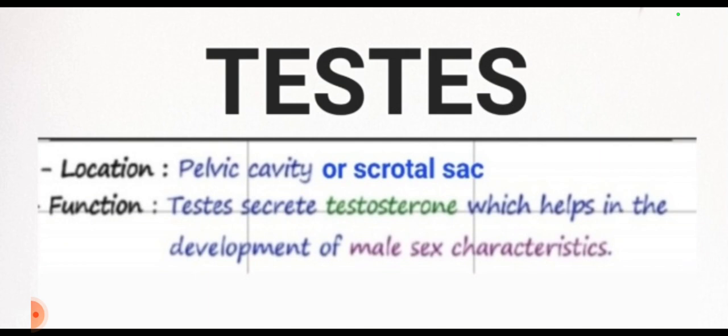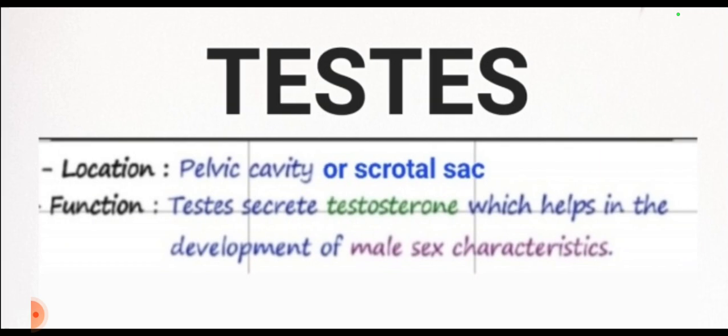The third is the testis. The testis is located in the pelvic cavity or scrotal sac. Every gland releases some hormone, and the testis releases a hormone called testosterone. The function of testosterone is that it helps in the development of male sex characteristics.